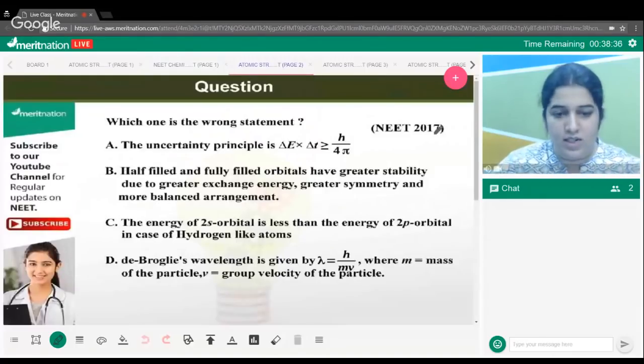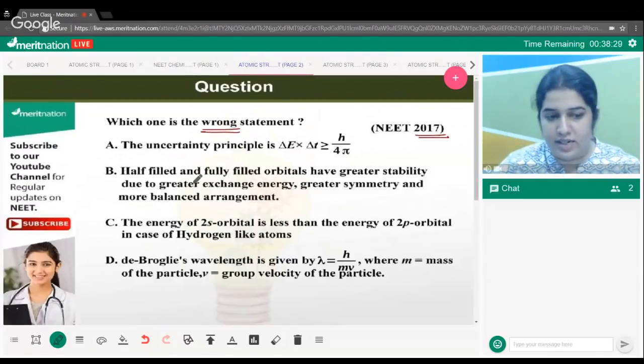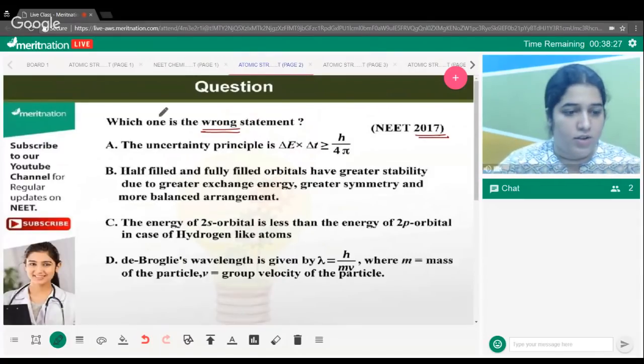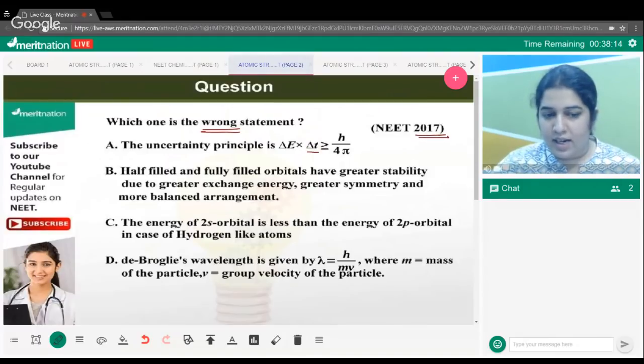So that was asked in NEET 2017. The question says you have to pick the wrong statement, the incorrect statement. First statement is the uncertainty principle is delta E into delta T greater than equal to h upon 4 pi. Now, please don't get confused and think this is temperature. Okay, it is indicating time.